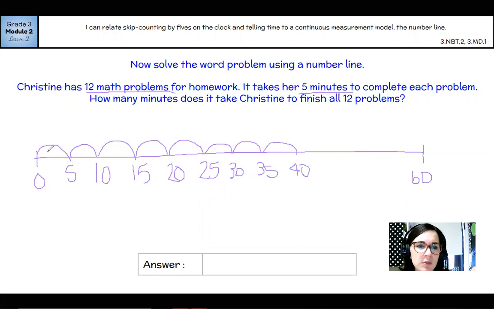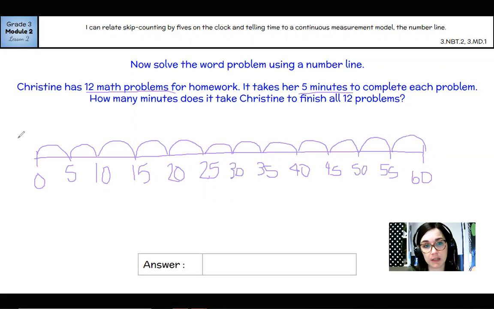Let's see how many she's done. 1, 2, 3, 4, 5, 6, 7, 8. We have to get to 12. So 9 would be 45 minutes. 10 would be 50 minutes. 11 would be 55 minutes. 12 would be 60 minutes. 1, 2, 3, 4, 5, 6, 7, 8, 9, 10, 11, 12.